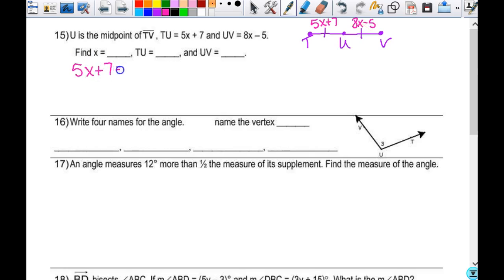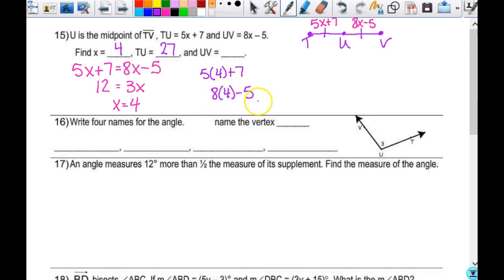5x plus 7 equals 8x minus 5. So that's going to give me 3x over here and 12 over here, so x equals 4. Then we've got to plug this in for TU. 5 times 4 plus 7, so that's going to be 27. And then 8 times 4 minus 5, that's going to be 32 minus 5, which is 27, which is what you'd expect because they're supposed to be congruent, but it's a good way to check yourself by doing both of them.